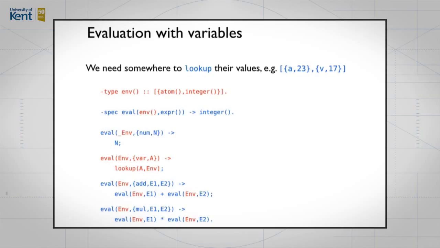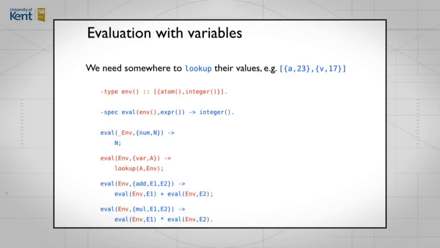So let's just run through the 4 cases again. What we have now is that the value of a number is unchanged. We don't need the environment for that. We pass it in, but in fact we're not going to use it. The second clause is the one which is a new clause, and it says what to do when we have a variable. And the answer is we look up the value of the variable in the environment. I've not said how we're going to do that. We'll do that on the next slide. But we're postponing that, but we're saying we're able to look that value up.